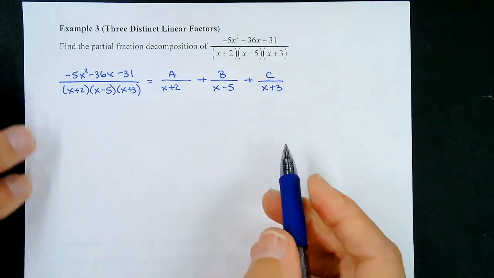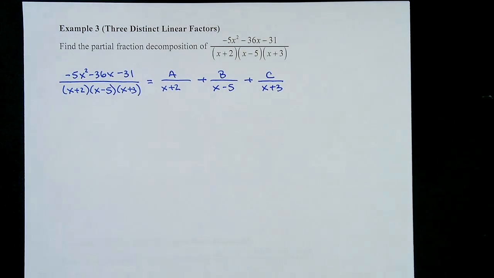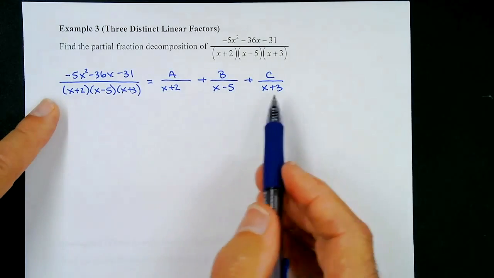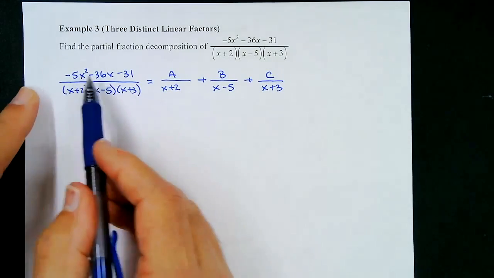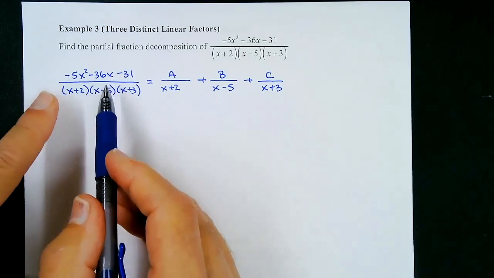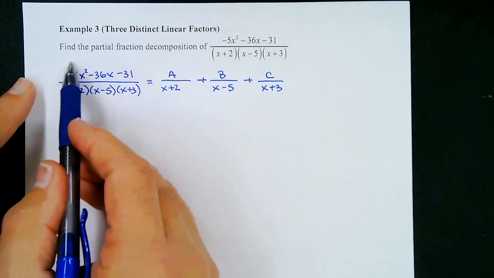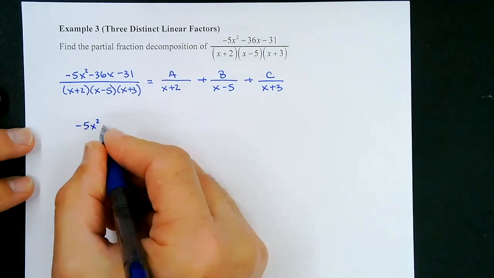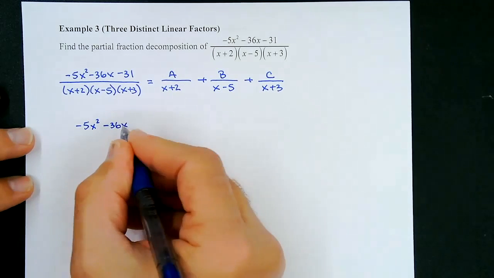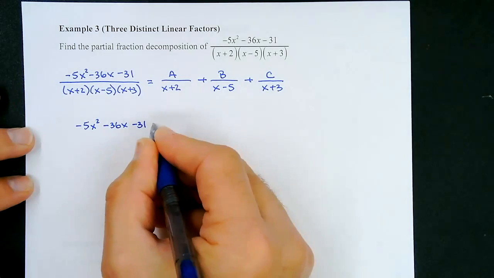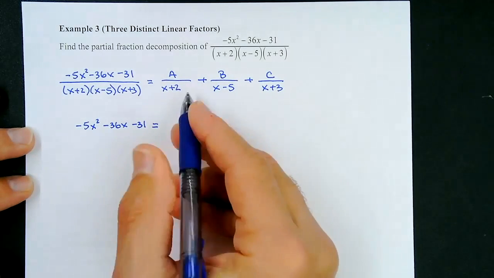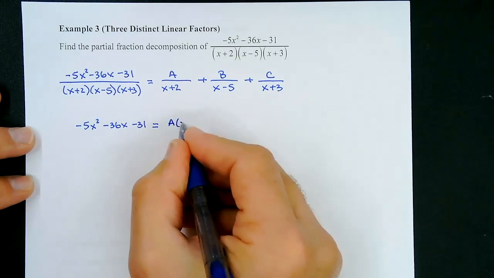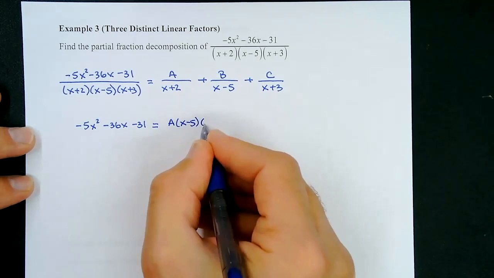And so what we'd want to do next is the same thing we've been doing, multiply and clear out all these denominators. So I'd want to multiply by all 3 of these factors, both sides. When I multiply the left-hand side by this, we'd be just left with this numerator. So we'd be left with -5x squared minus 36x minus 31 is equal to, and then here the x plus 2's would cancel, and I'd be left with a times x minus 5 times x plus 3.